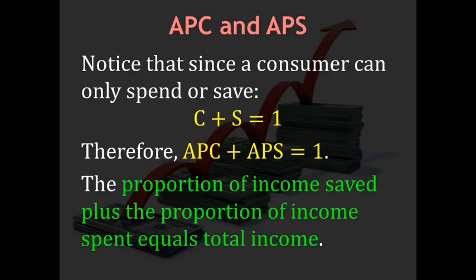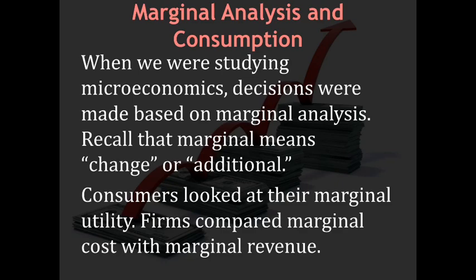Now, when we were studying microeconomics, we were often making decisions on marginal analysis. So remember, marginal means change or additional. Consumers looked at their marginal utility. Firms ended up comparing their marginal costs with their marginal revenue. And we're going to do the same thing when it comes to consumption and savings.